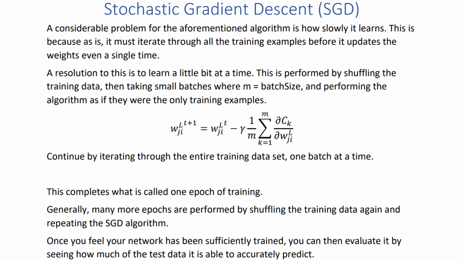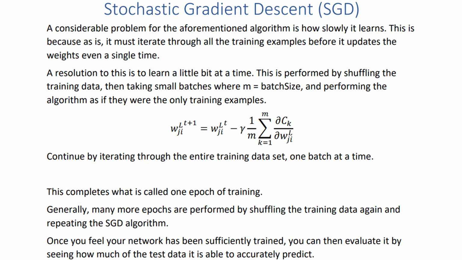However, a considerable problem for the aforementioned algorithm is how slowly it learns. This is because, as is, it must iterate through all the training examples before it updates the weights even a single time. A resolution to this is to learn a little bit at a time. This is performed by shuffling the training data, taking small batches, performing the algorithm as if they were the only training examples, and then updating all the weights, and then continuing to the next batch, one batch at a time. And then that's called one epoch of training.